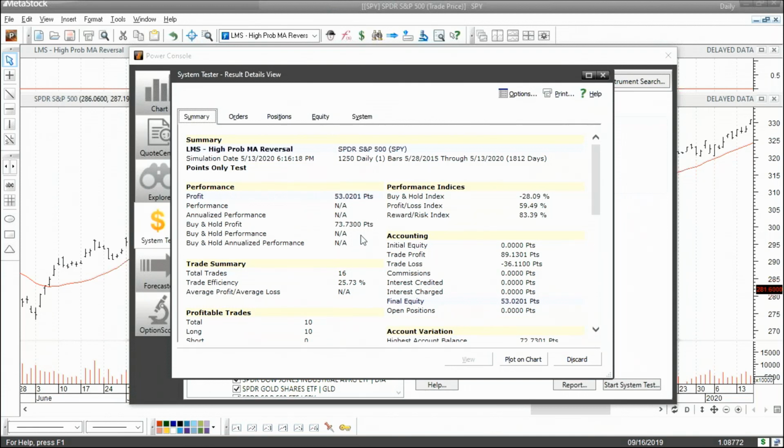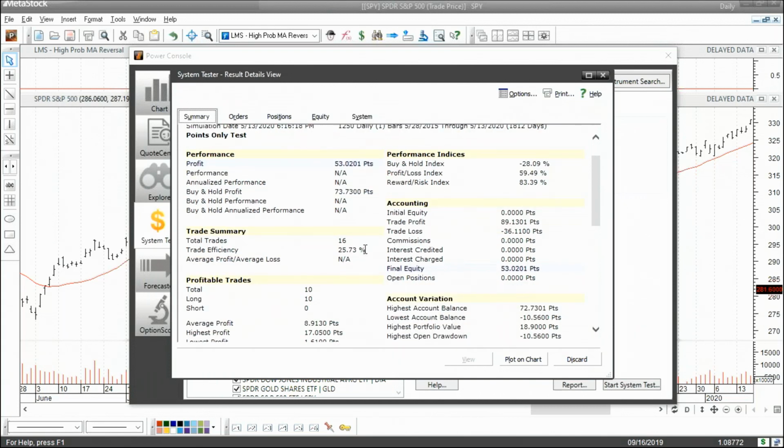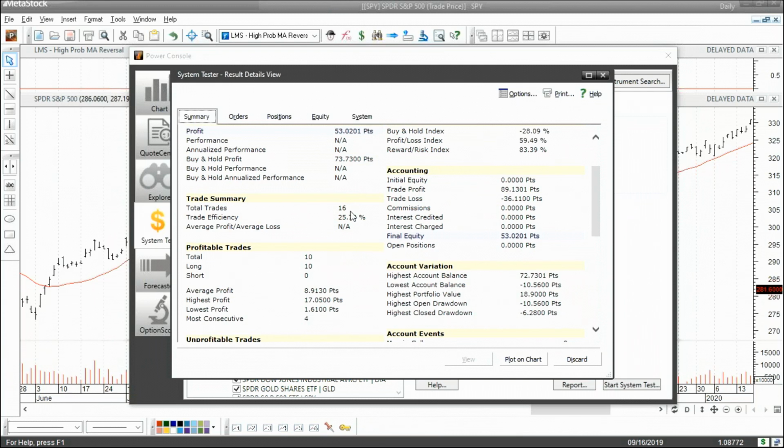But there's a lot that you need to understand when you're looking at system test results. There's a lot of different fields here that will really change this picture quickly once you learn how to interpret them. So for example, in this particular one, you'll notice that we had 16 trades, and 10 of them were winning trades. That's about a 65% winning trade rate, somewhere around that area.